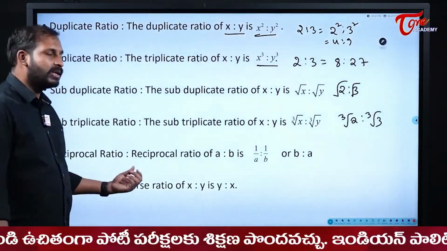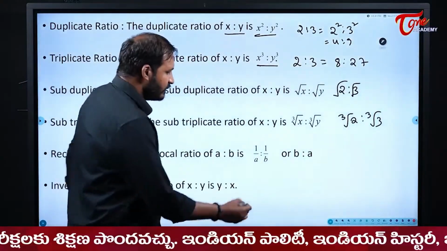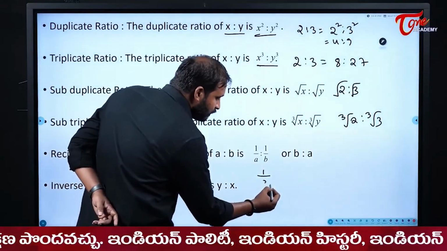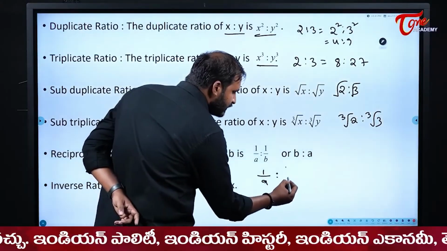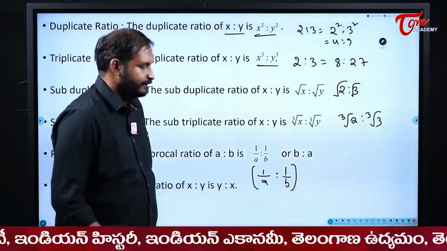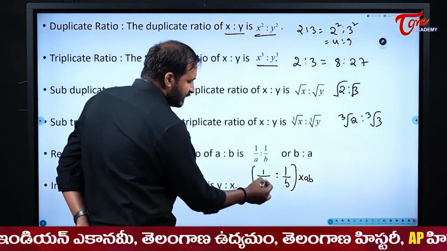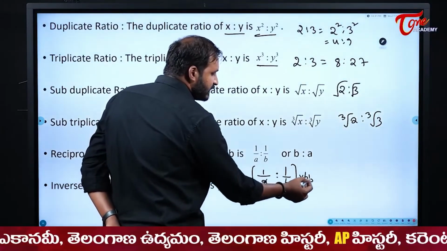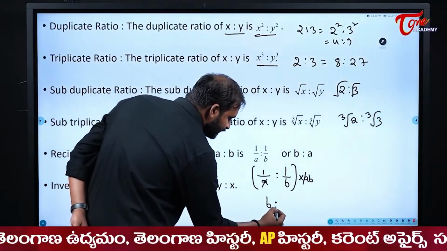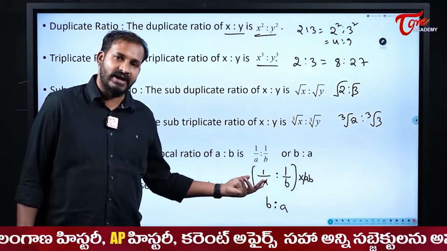Next, reciprocal means what? See here students, generally, just now I told you, whenever we see p by q forms, we will multiply with their LCM, right? What is the LCM of A and B? Generally AB, right? So I will multiply this with AB. When I multiply, this A will get cancelled, this B will get cancelled, and we will be left with B is to A. So directly you can interchange the values.